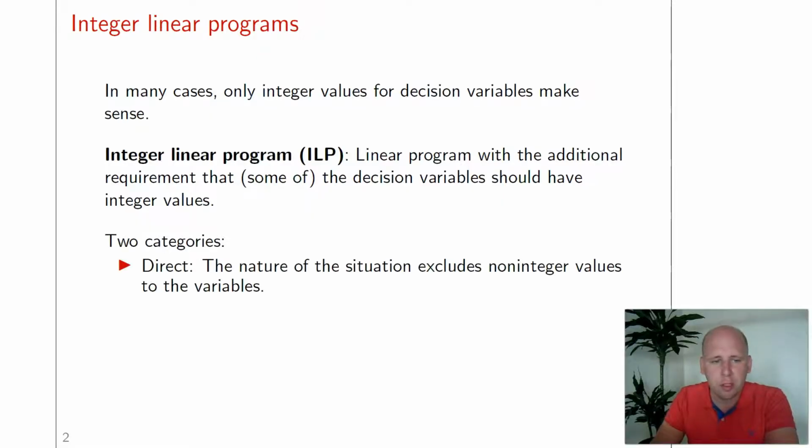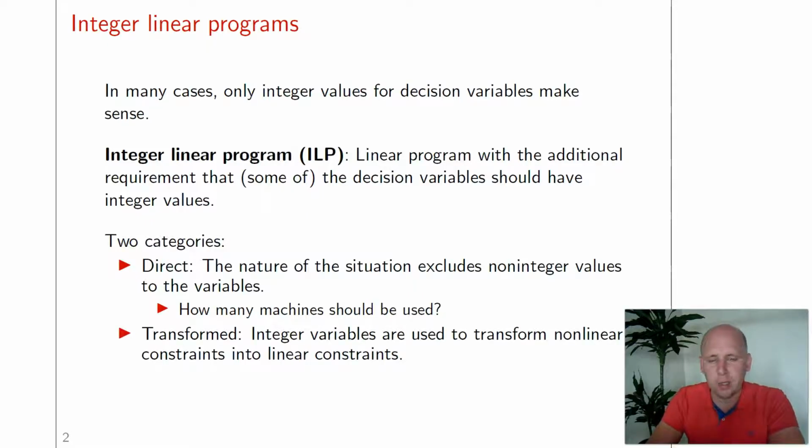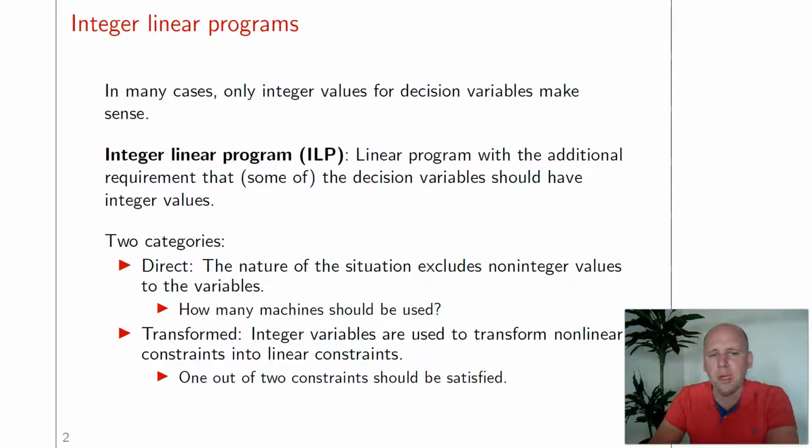Two categories can be distinguished. Sometimes it's directly clear that we should use integer decision variables. If we talk about, for instance, the number of machines that we are going to buy or use, then we cannot buy non-integer values of machines. So here there's a direct reason to use integer variables. It can also be that we have constraints that are non-linear, and sometimes by adding integer variables we can use a certain transformation to transform those non-linear constraints into linear constraints. So that's the second reason why it's useful to be able to solve linear programs with integer variables.